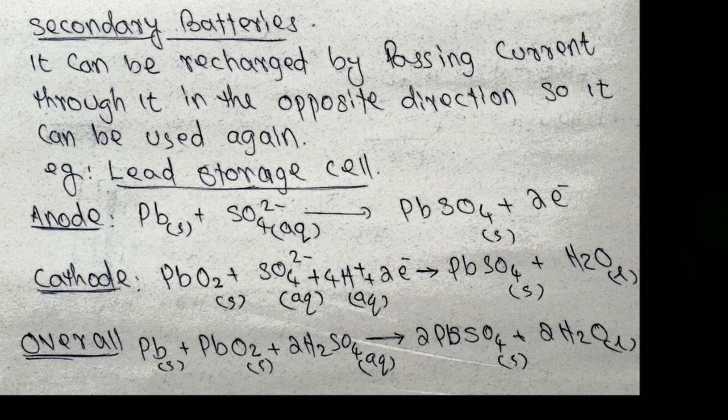And here the chemical reaction taking place at the anode. At the anode, oxidation of lead takes place. Pb changed to PbSO4. Reaction at the cathode: reduction takes place at the cathode. PbO2, lead peroxide, changed to lead sulfate. Here PbO2 is reduced. Also here the overall reaction is given.